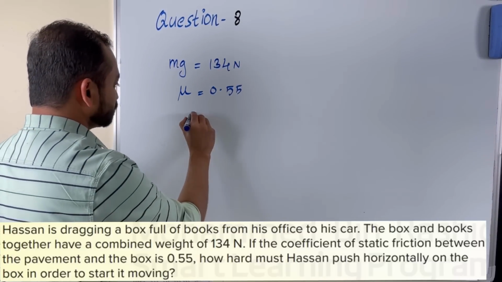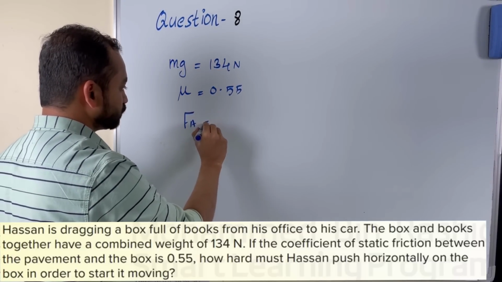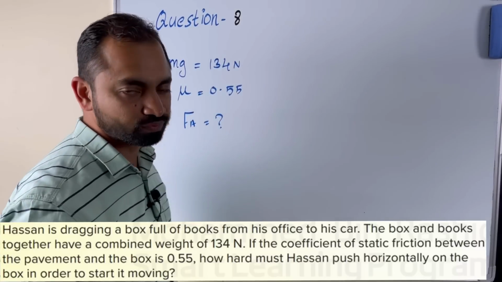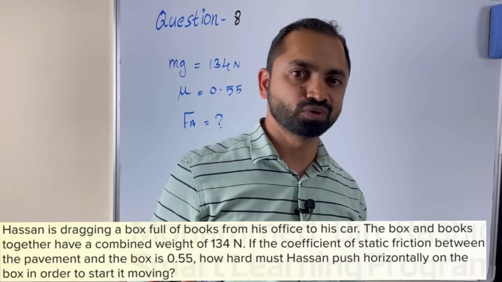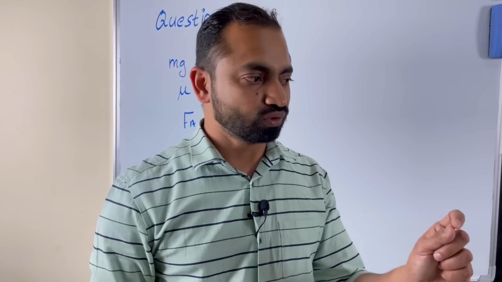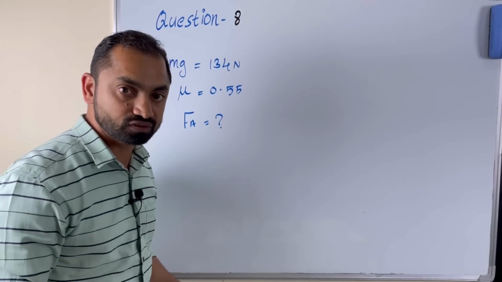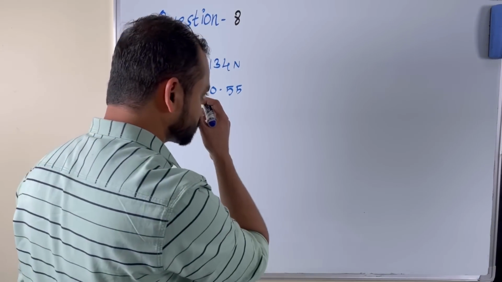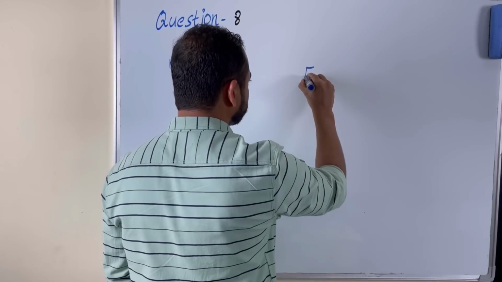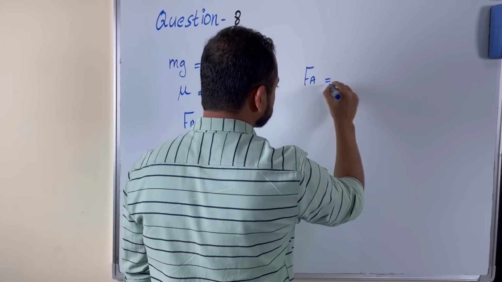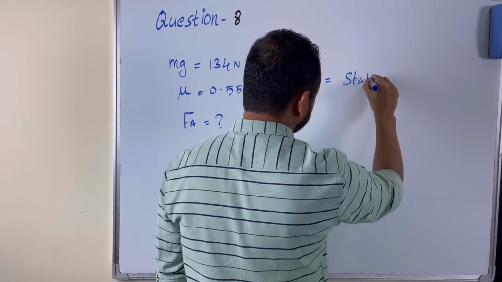So you need to calculate how much force you need to apply to make that box of books move. We have discussed the force required to make an object start moving, that is called static friction, or that is equal to static friction. So I will write here: applied force to make an object move is equal to static friction.